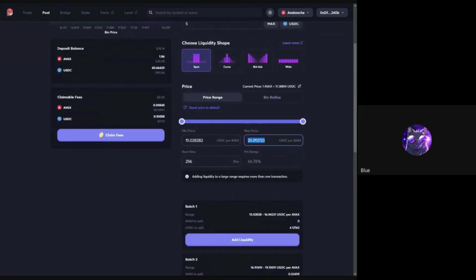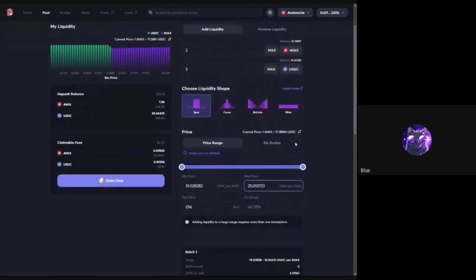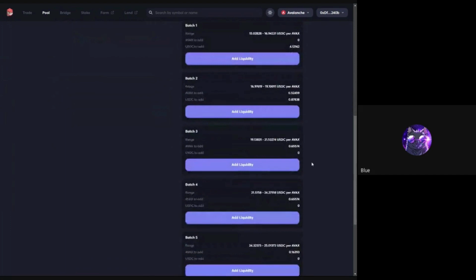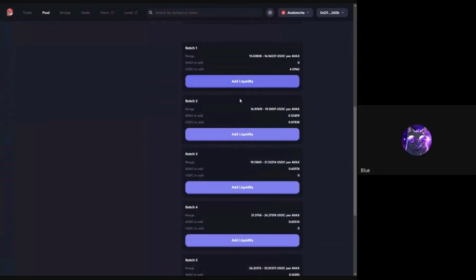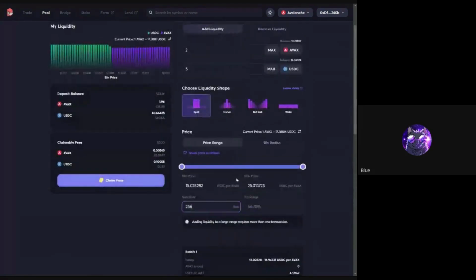For AVAX USDC, I've entered 15, so it's $15 per AVAX, and then I've entered 25 here, that's the max range. So I'm going to deploy liquidity over that $10 price range, and that will go over just over 250 bins. And I'd have to use the batch deployment feature for that. So I'd add liquidity one by one here. That'll take 5 transactions. That's quite a big range that I'm covering.